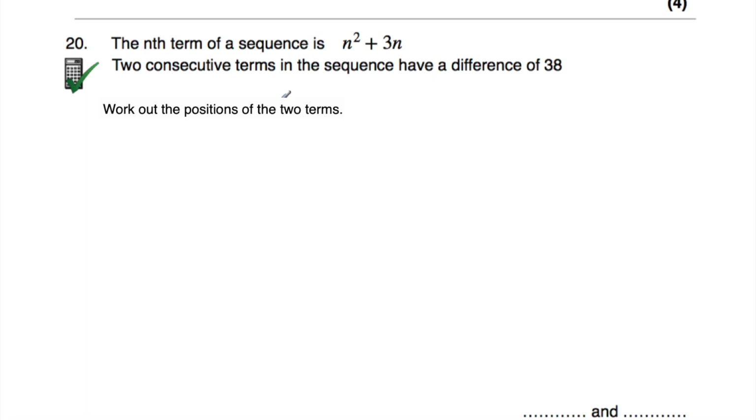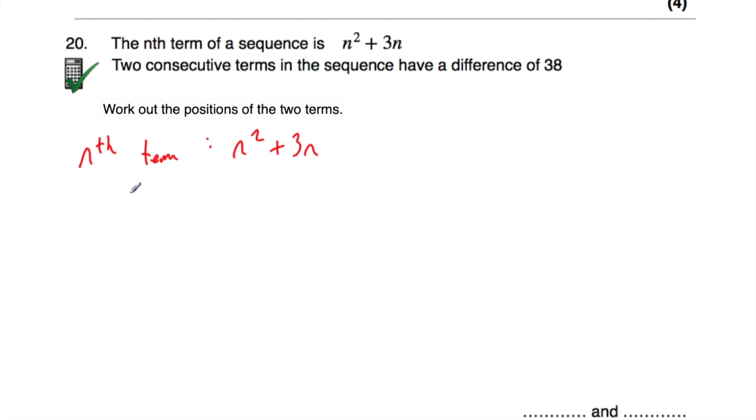Now we could use trial and error, but it could be that the terms in the sequence are quite large ones. It could be, for instance, the 62nd and 63rd term in the sequence, and trial and error would take a long time. So I'm going to use an algebraic approach here to find which two terms in the sequence have got a difference of 38. So we know that the nth term is n squared plus 3n.